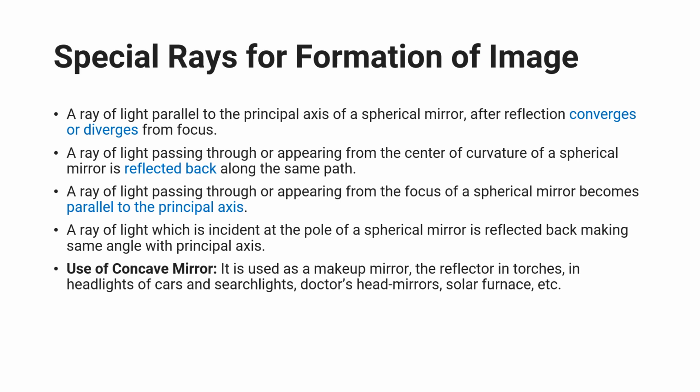Special rays for formation of image. A ray of light parallel to the principal axis of a spherical mirror, after reflection, converges or diverges from the focus. A ray of light passing through or appearing from the center of curvature of a spherical mirror is reflected back along the same path. A ray of light passing through or appearing from the focus of a spherical mirror becomes parallel to the principal axis. A ray of light which is incident at the pole of a spherical mirror is reflected back, making the same angle with the principal axis.